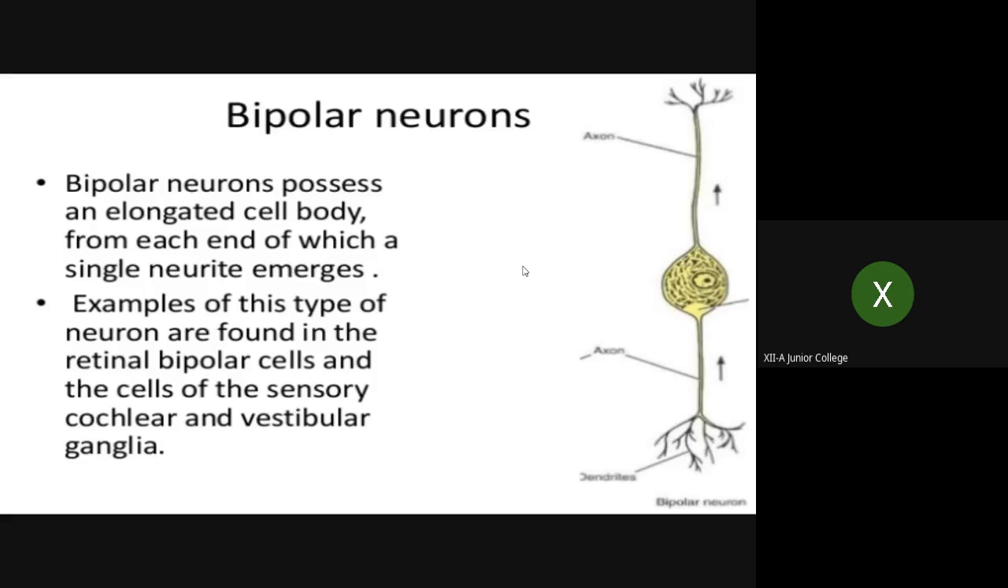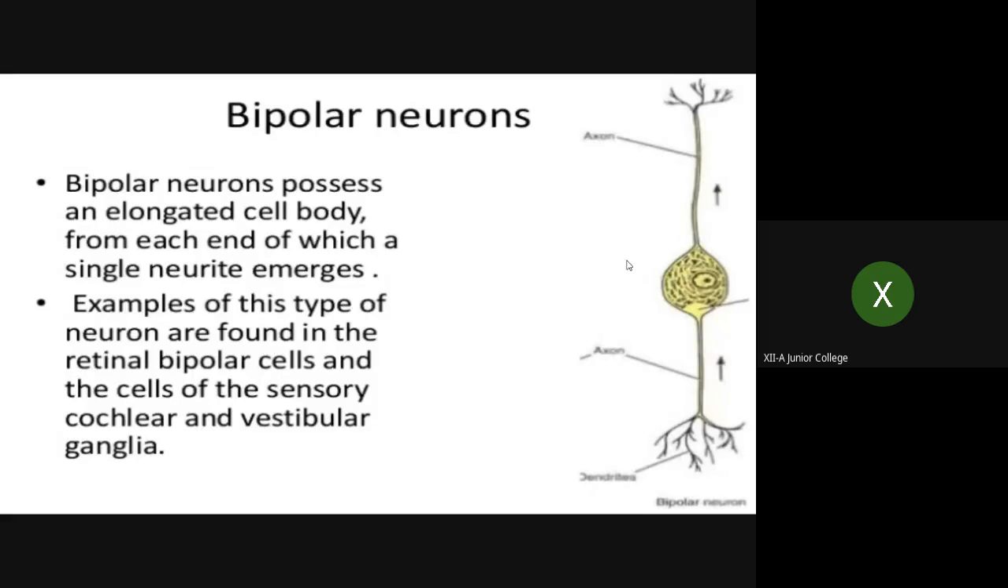Now the next, that is bipolar. Here you can see bipolar neurons possess an elongated cell body. The structure is different. You can see that from the cell body, the branches are there. From here directly, the structure is like this. It shows an elongated cell body, from each end of which a single neurite emerges. Examples of this type of neurons are found in the retinal bipolar cells and the cells of the sensory cochlear and vestibular ganglia.